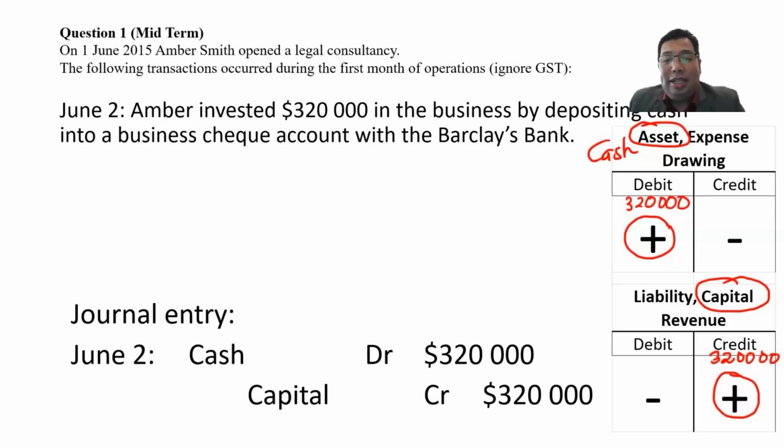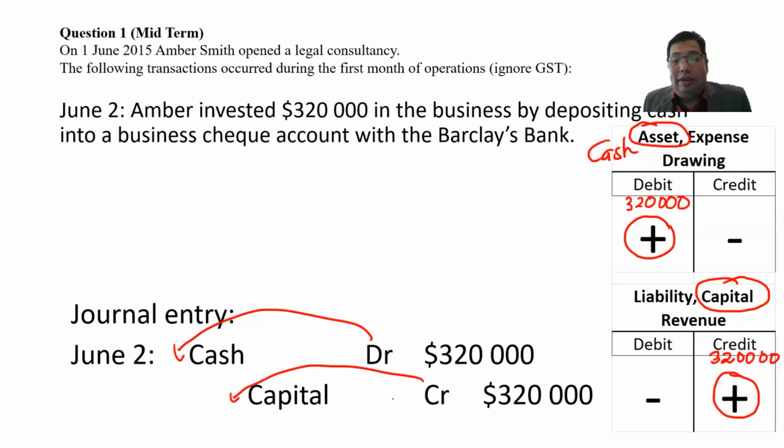I can see in certain textbooks, and when I studied accounting in Malaysia, we normally put the debit first: debit cash 320,000 and credit capital 320,000. But we are using the Australian textbook, so the format puts the account name first, followed by the sign, debit or credit, and the amount.